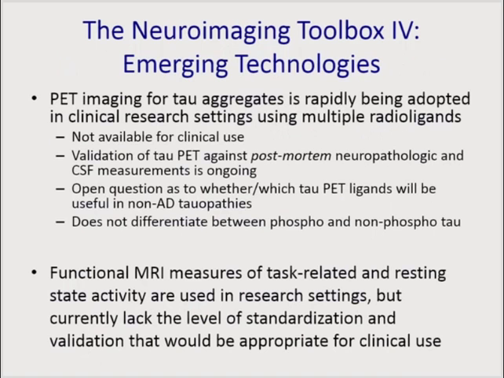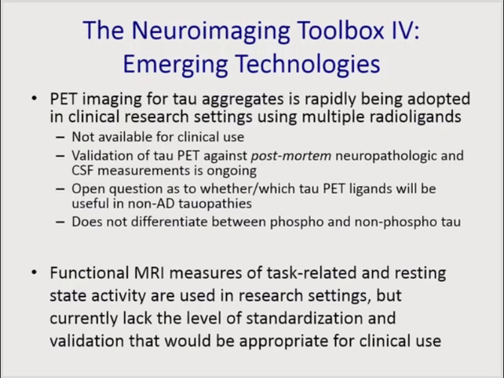I'm very briefly going to talk about some emerging technologies. This is not available on the clinical side at all, but tau PET imaging and the incorporation of tau PET imaging into clinical research has been a really exciting development over the last few years. There's multiple different tracers that are being pushed forward for possible use. The validation is still ongoing for all of these.